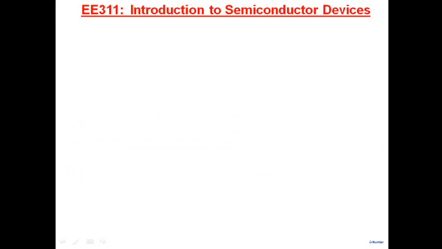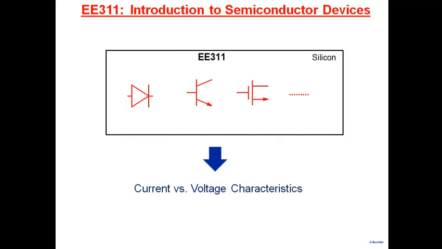As I said, one of the prime concerns is to understand the current versus voltage characteristics of these semiconductor devices. All three of them are electrical. When we come to an LED or a solar cell, then besides current versus voltage, we'll have to understand the interaction with light as well.